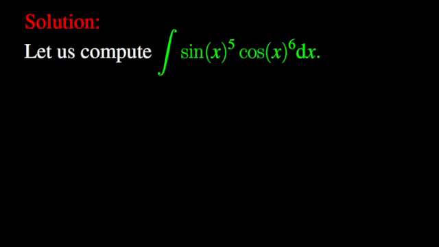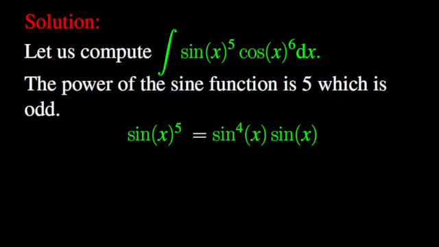The power of the sine function is 5, which is odd. And the power of the cosine function is 6, which is even. Since the power of the sine function is 5, which is odd, we can rewrite sin^5(x) as the product of sin^4(x) and sin(x).